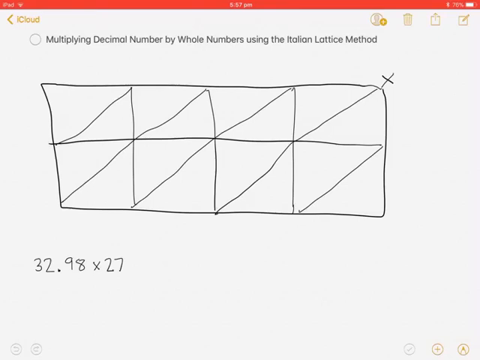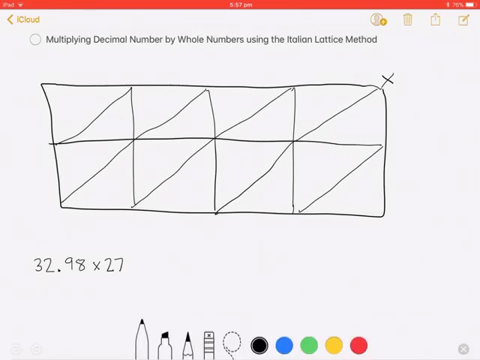Okay, so today we're multiplying decimal numbers by whole numbers using the Italian lattice method. So if we have a look here first at the number that we're multiplying, 32 and 98 hundredths by 27. Remember that this decimal place is not called a dot. When you're reading the number, it is said "and". So 32 and 98 hundredths multiplied by 27.